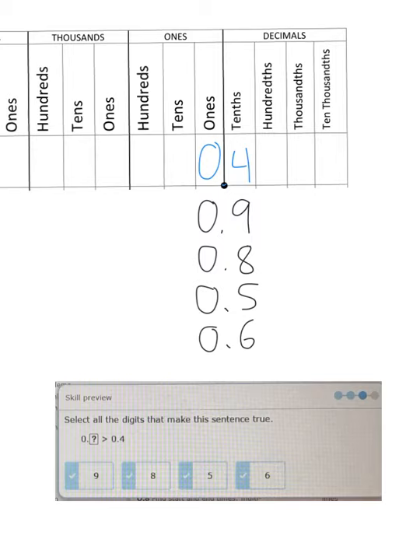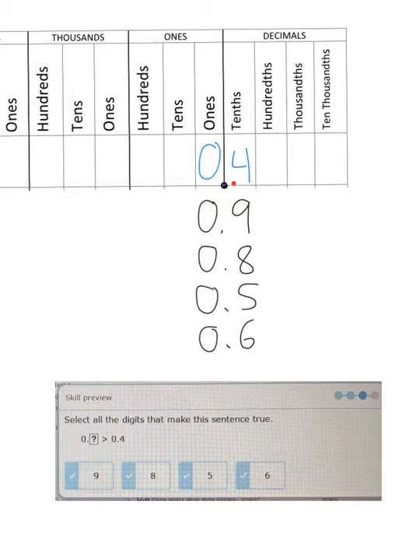In this video, we're going to look at comparing and ordering decimal numbers. So this first example asks us, select all the digits that make this sentence true. So 0 point whatever is greater than 0.4. I find the easiest way to look at this is with the place value chart, or even without it, you could just line up these numbers.